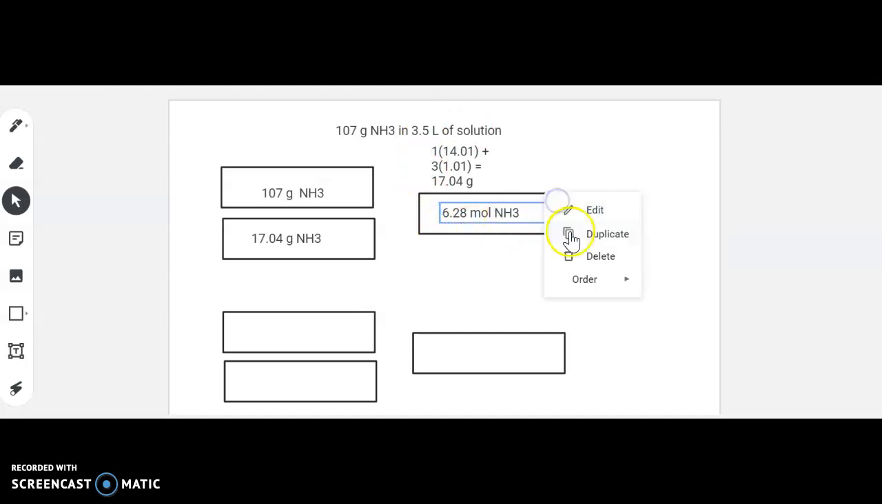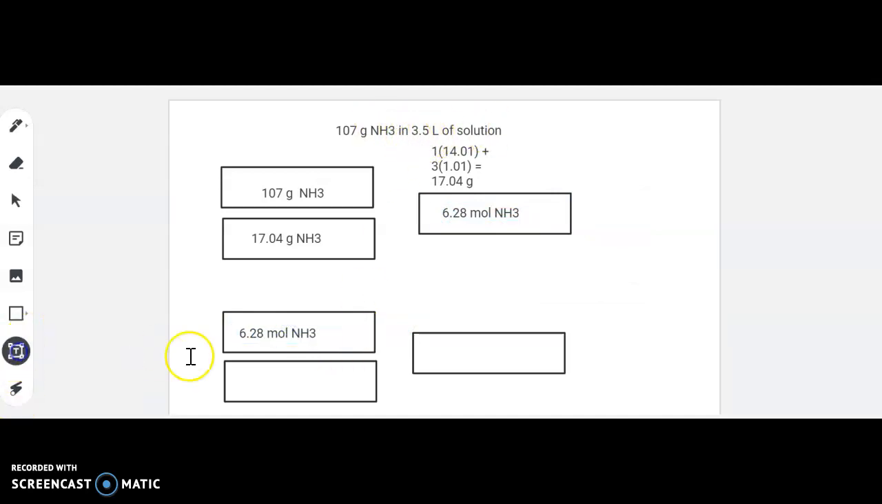These are the moles that we are going to divide by the liters given. We have 3.5 liters given, and molarity is moles divided by liters. So you have 6.28 divided by 3.5. The first step is to divide grams by molar mass, and you use that answer for your moles. The final step is to divide moles by liters because it's a fraction: top divided by bottom.